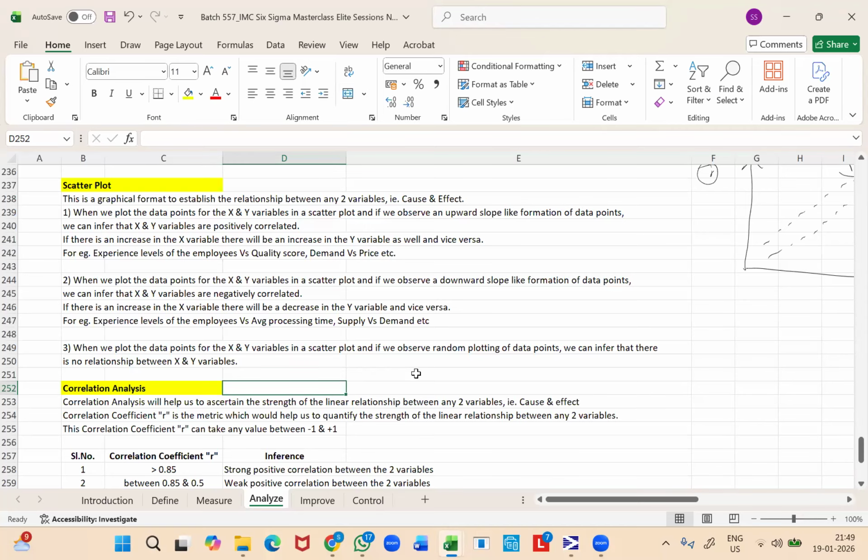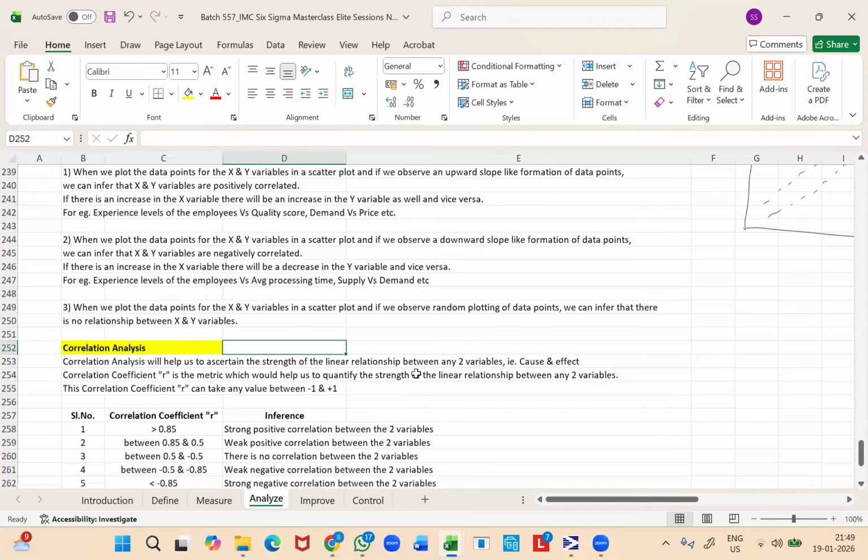right? So here, in case of correlation analysis, we'll be using a metric called correlation coefficient, which is denoted by small r. So small r would stand for correlation coefficient. And this small r can take any value between -1 and +1. So there is a formula for calculating the small r. So there is a manual formula, there is an Excel formula. So we will be looking at the Excel formula on the 11th day of this training session.